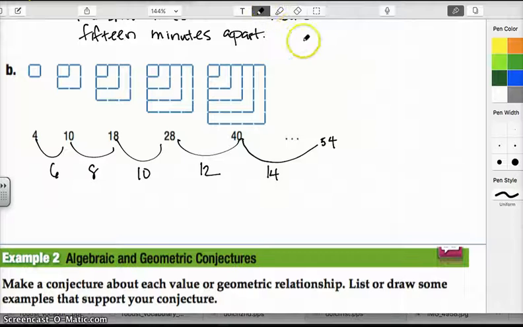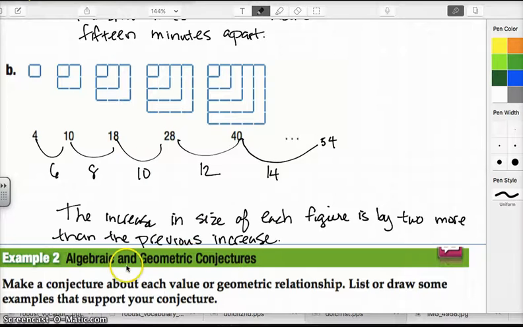Now, quite honestly, I don't feel like drawing this thing again. So what am I going to do? I'm going to first write the conjecture. So my conjecture is that the, I should have put figure here. The figure, no, I didn't need that. Sorry about that. The increase, my bad. The increase in size of each figure is by 2 more than the previous increase.